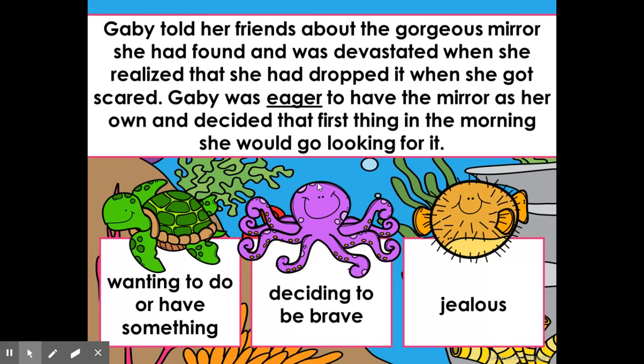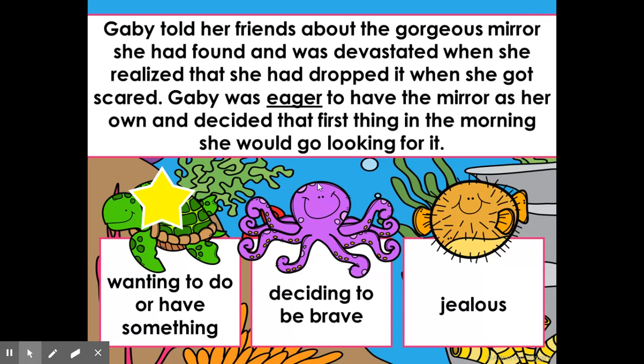Gabby told her friends about the gorgeous mirror she had found and was devastated when she realized that she had dropped it when she got scared. Gabby was eager to have the mirror as her own and decided that first thing in the morning she would go looking for it. So what does eager mean? Wanting to do or have something, deciding to be brave, or jealous. All right, again, you can pause. And the answer is wanting to do or have something.